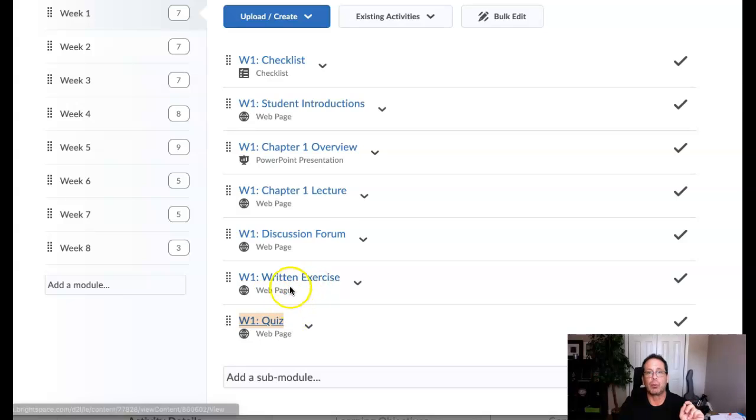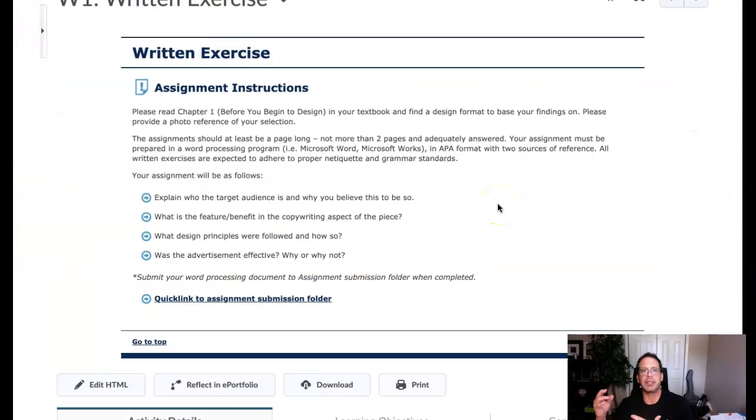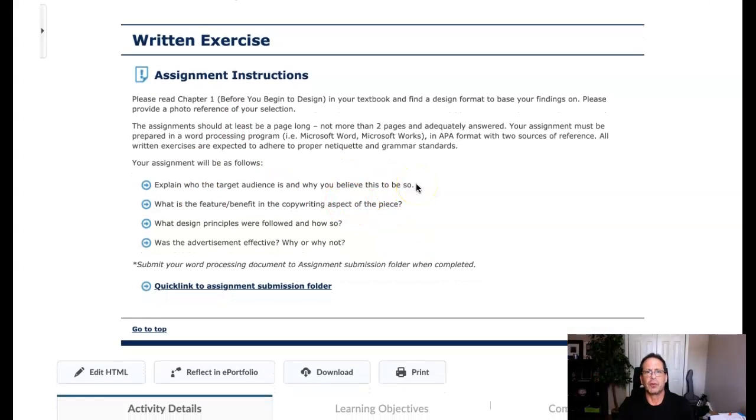Let's go ahead and take a look at the week one written exercise, which is kind of an extension of the discussion in that in the written exercise, you're going to pick your own ad. You're going to select an ad and you're going to write up this same kind of synopsis associated with the ad you pick. So you're going to read chapter one first, definitely. You're going to provide a photo reference for your selection. So you're going to choose an ad and supply the photo for it. The assignment should be at least a page long, not more than 2. Adequately answer all the questions.